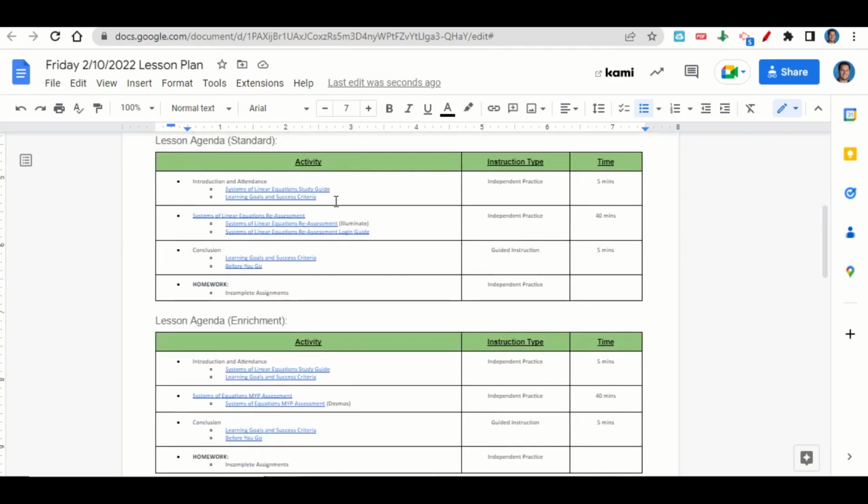Now let's take a look at our agenda for today. We will begin by going over the learning goals and success criteria. While we do that, you'll turn in your Systems of Linear Equations study guide. After that, if you have not already gotten a 4 on the Systems of Linear Equations assessment, you will be taking the reassessment on Illuminate. If you have already passed it with a 4, you will move on and do the Systems of Equations MYP assessment assignment on Desmos. Then at the end of class, we'll go back over our learning goals and success criteria while you fill out your before you go. Your only homework for tonight is to work on any incomplete assignments that you may have.